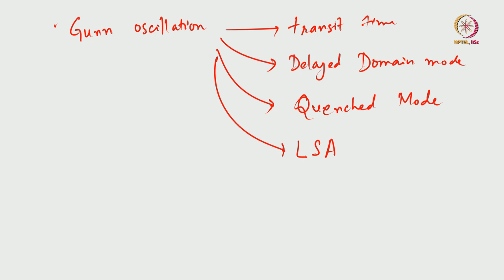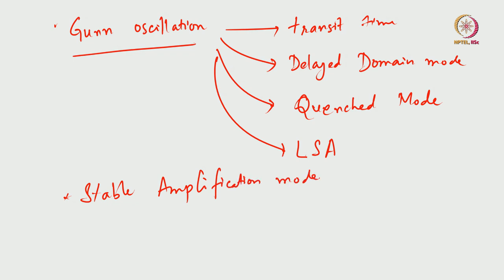And then of course, apart from the Gunn oscillation mode, you could also have other modes. There could be, for instance, a stable amplification mode. This is another mode of oscillation of the Gunn diode. And then there is a bias circuit oscillation mode, which we are not going to talk about so much here.